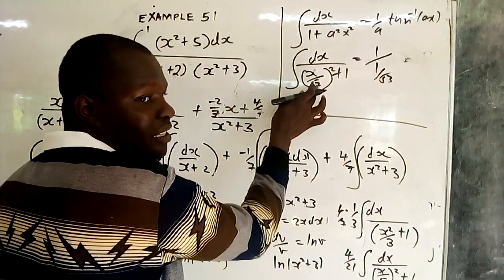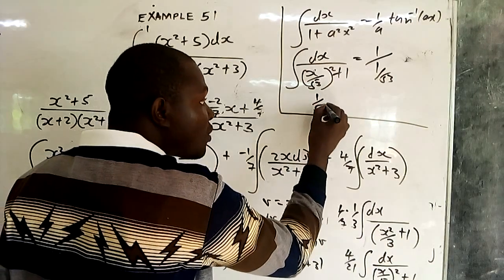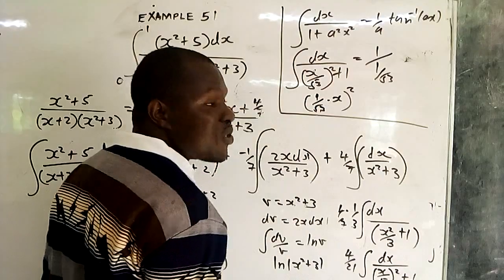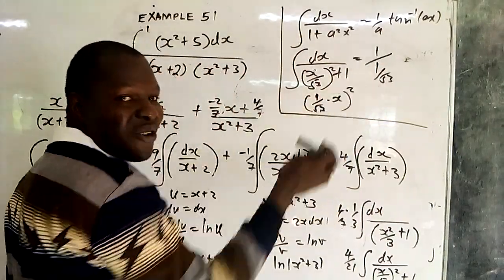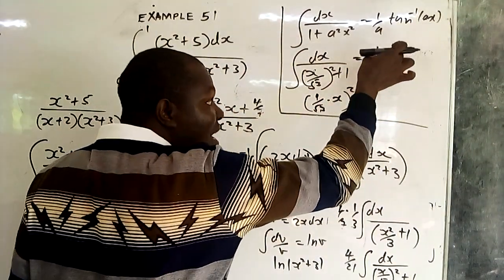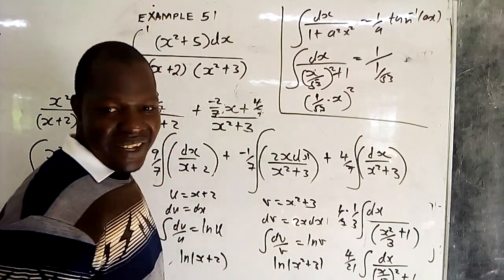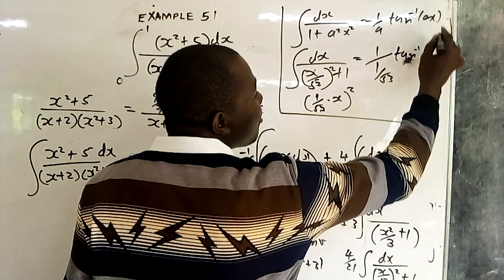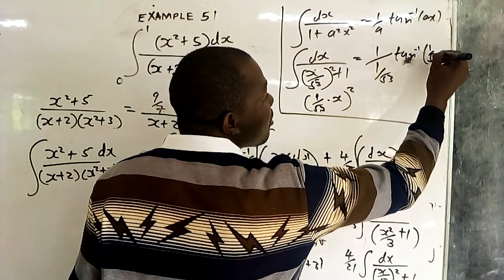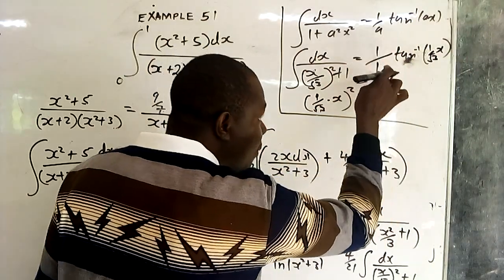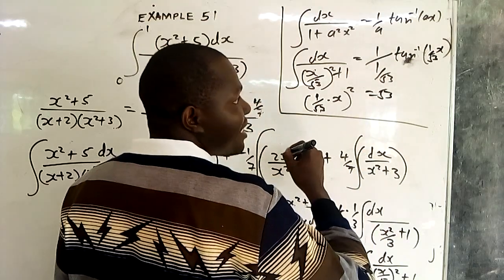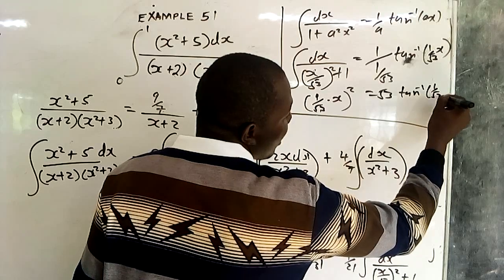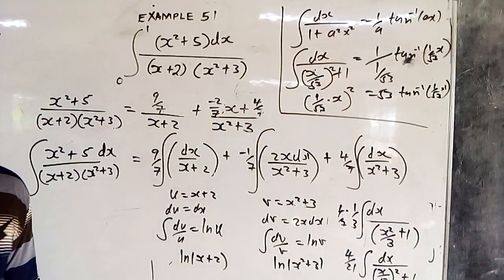What is your a? See, here is 1 over root 3 times x all squared, meaning a is 1 over root 3. So it is 1 over 1 over root 3. Are we together? So it is 1 over that, then tan inverse of ax. Tan inverse of 1 over root 3 x. So 1 over 1 over root 3 is the same as root 3, isn't it? So that is root 3 tan inverse of 1 over root 3 x.